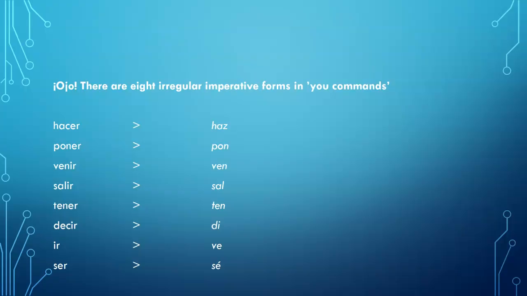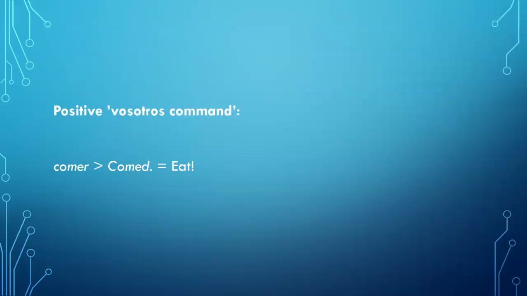commands in second person singular. Okay? Only these 8 irregular forms. Hacer, haz, poner, pon, venir, ven, salir, sal, tener, ten, decir, di, ir, ve, ser, sé. The only ones. Okay. Then we have positive vosotros command.